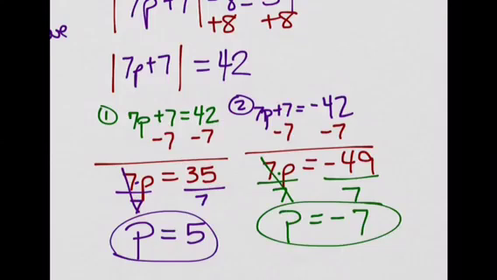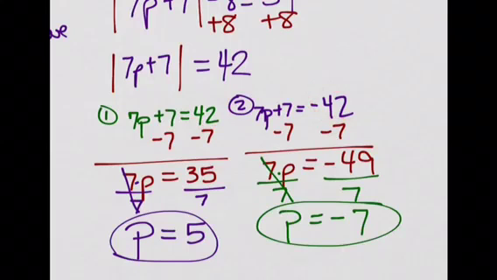Okay, look at the first equation here, 7p equals 35. We divided both sides by 7 to get p by itself. Guess what? Look over in the second equation. I did the exact same thing. We divided by 7 to get p by itself. They ended up being the exact same steps. Subtract 7 from both sides, divide both sides by 7. But we got two different answers, and it's all because we had a positive 42 and a negative 42.